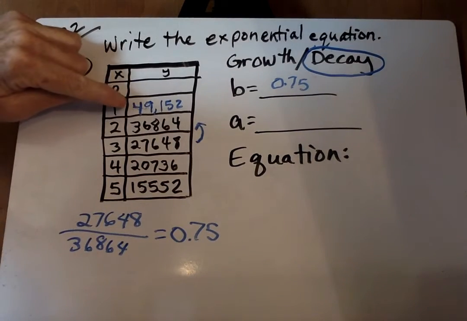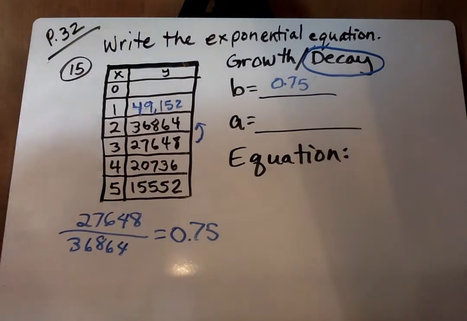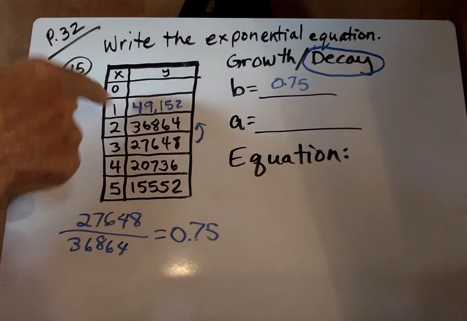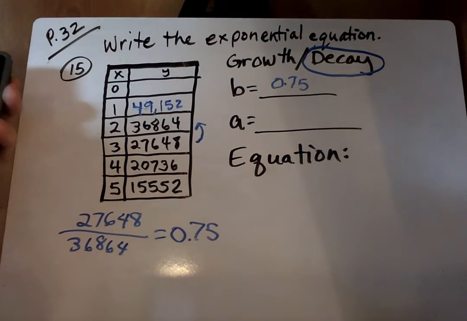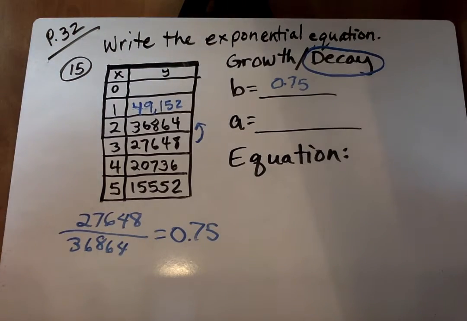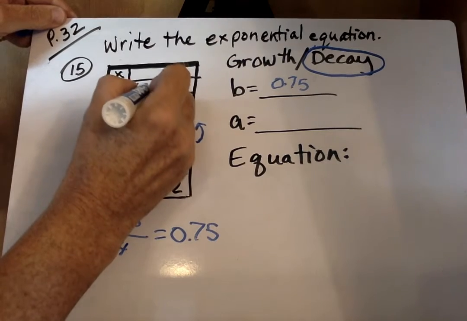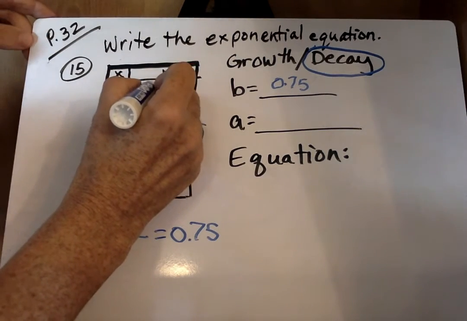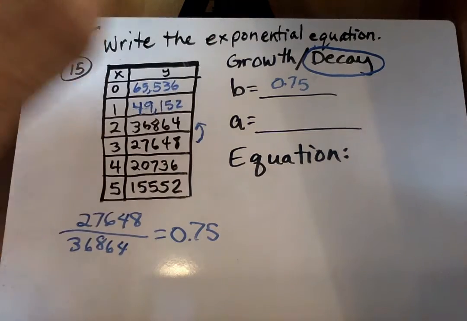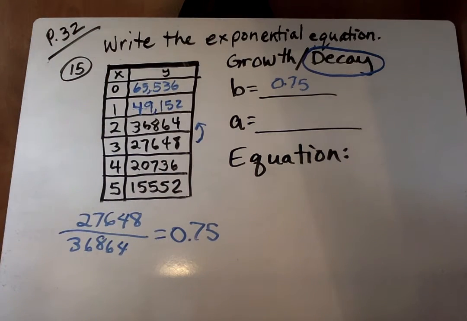And again, right here we take this number. We're going to divide it by 0.75. If we multiplied it by 0.75, we'll get this number. So we're going to divide it by 0.75. Now, I got 65,536. Okay? All right. So your equation is going to look something like this.